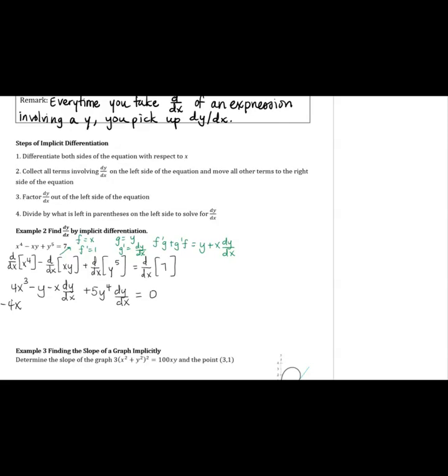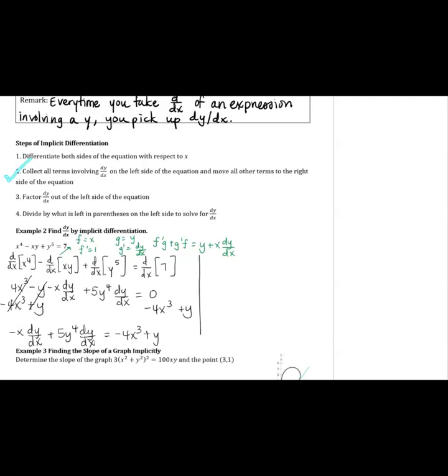So I'm going to subtract 4x cubed from both sides, and I'm going to add y to both sides. So my new equation is now going to be negative x dy dx plus 5y to the fourth dy dx. Everything that was on the left side that had a dy dx stayed. And the two terms that ended up on the right side are negative 4x cubed plus y. So now we have completed the second step.